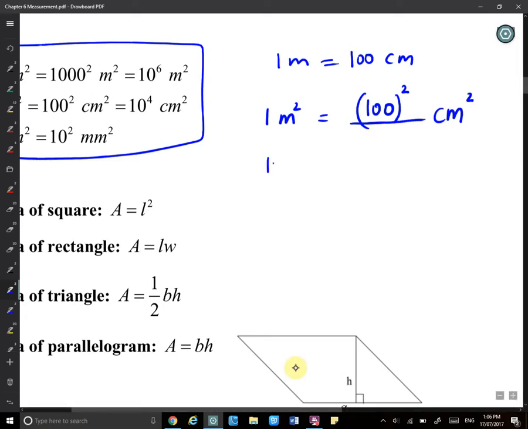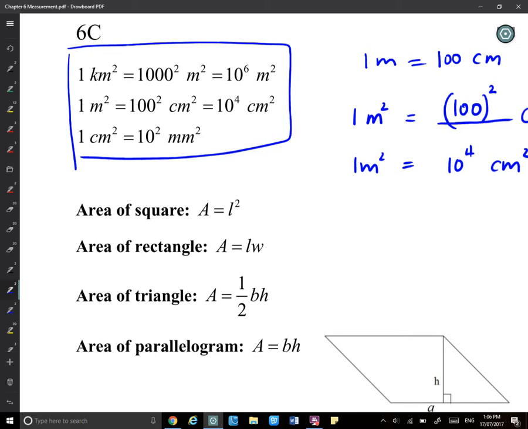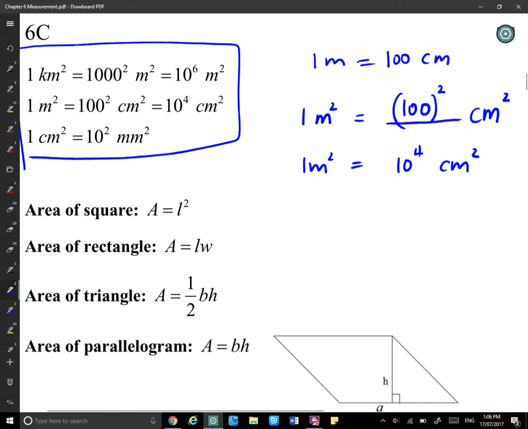Okay, so that's 1 meter square equals 10 to the power 4 centimeter square. That's how we do it. We are not going to remember all of that. We're trying to calculate that by knowing the first unit in exercise A. That's the way we try to do that.